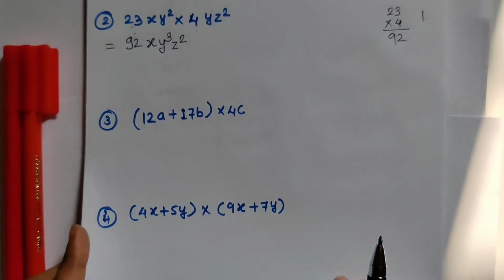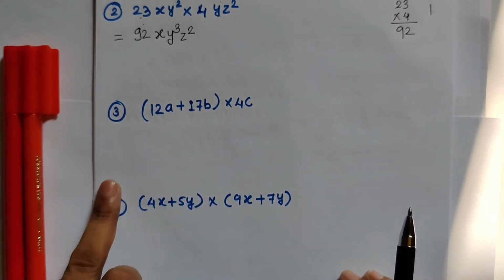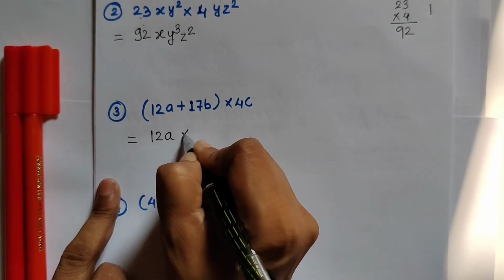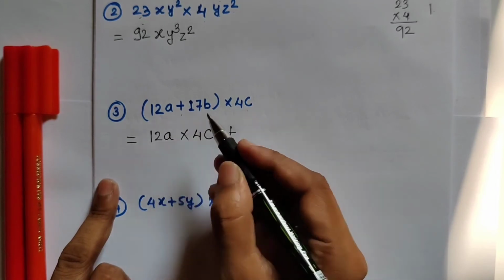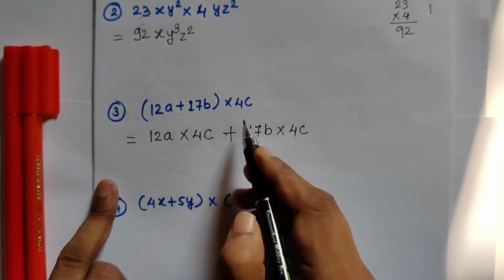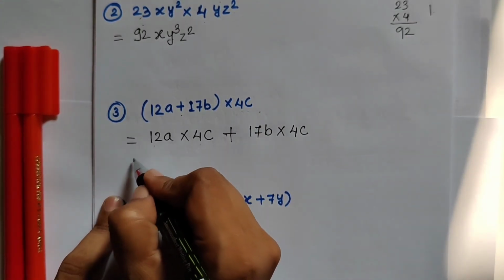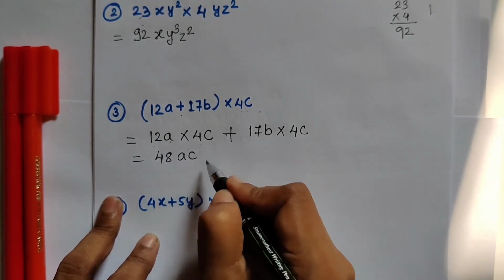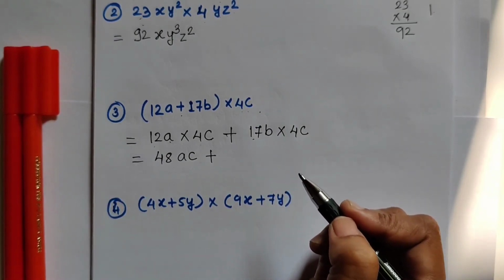Now let us see the third sum. In the third sum there is a binomial with a monomial. So what do we do? We write the first term from the bracket, multiplied by this monomial. Plus sign is there, so write plus sign. Again the second term multiplied by this term outside the bracket. Now multiply. 12 fours are 48 and AC plus 17 fours, what is the answer?